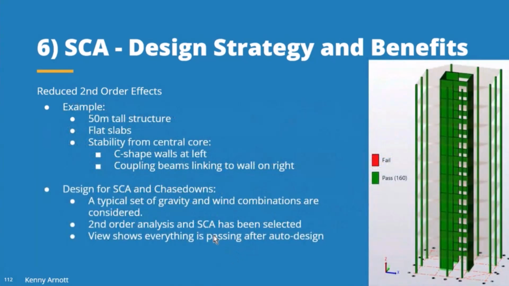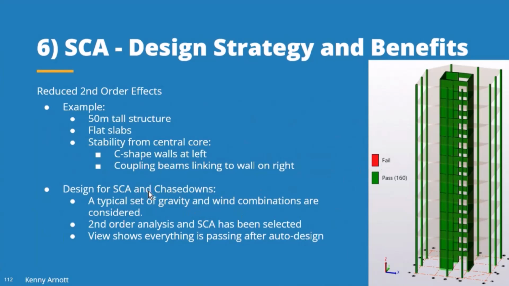Now, I tried to create an example that would show this. It did actually take a few goes at it, because I think the benefits are there, but they're not likely to be hugely significant. So I've got here a 50-meter tall building with flat slabs and a core, where I've got a C-shaped core wall, another wall panel over on the right, and then some coupling beams that connect the C-shaped core to the outlying panel.